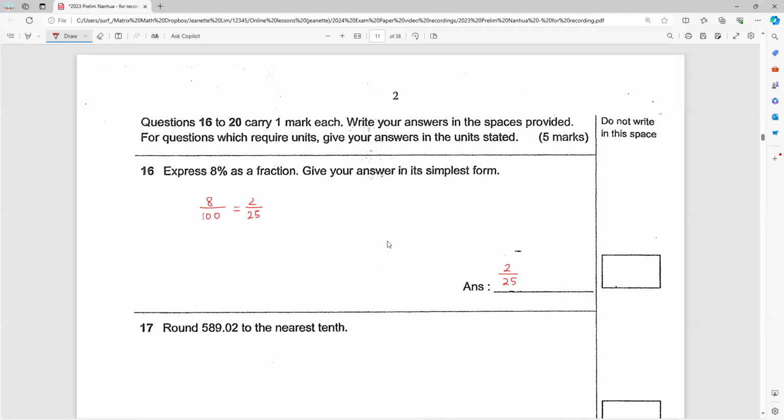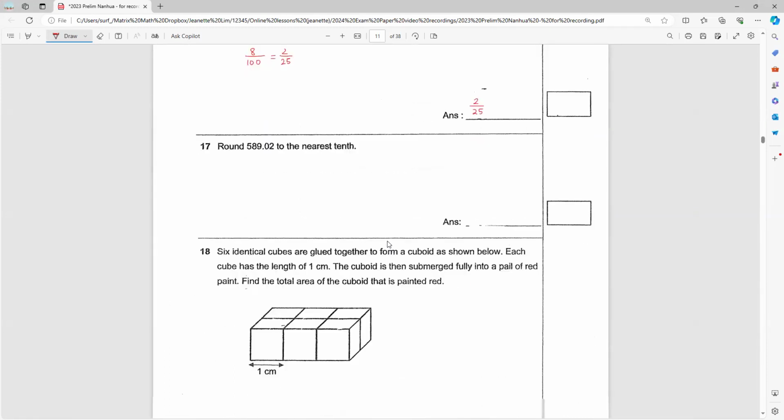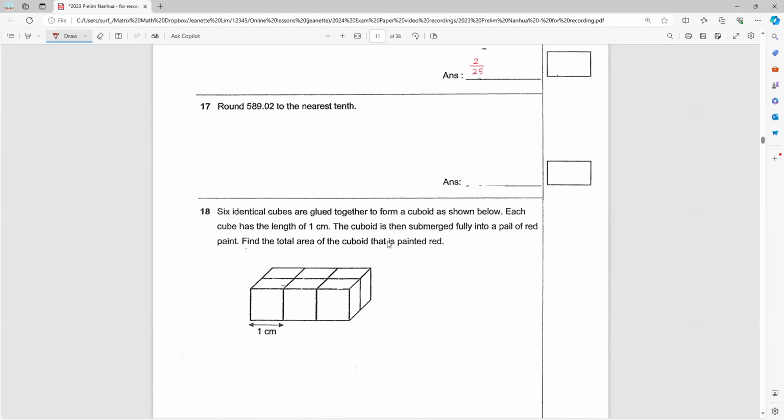Next, round 589.02 to the nearest tenth. Tenth place is here, so you're going to round this. It's a 2 behind, so you do not have to round up. You just stick to 589.0, and you have to write the 0. You can't ignore it, although it's a 0, because that's the nearest tenth.